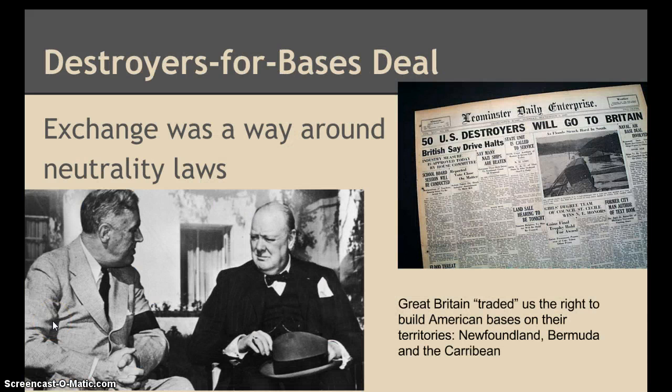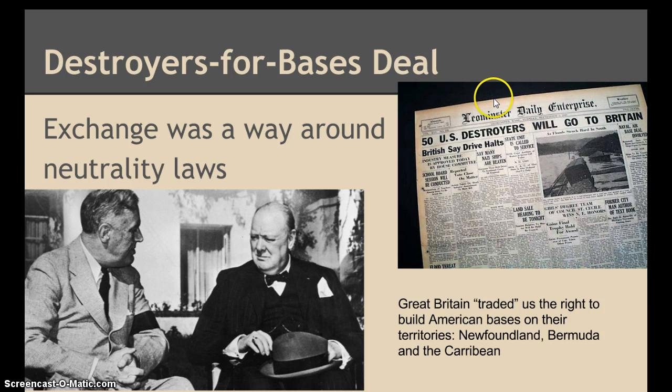All right, guys, the third set of neutrality acts is called the Destroyers for Bases deal. So it certainly does not sound non-military, does it? So guys, it's a revision of the Neutrality Acts. And what it says is that warring nations could buy weapons from the U.S. only with cash, and these destroyers would be the first kind of trade.